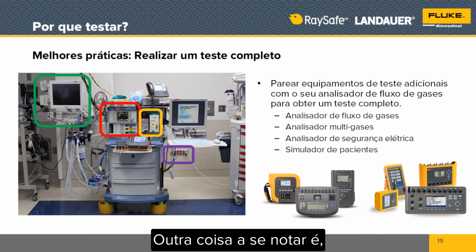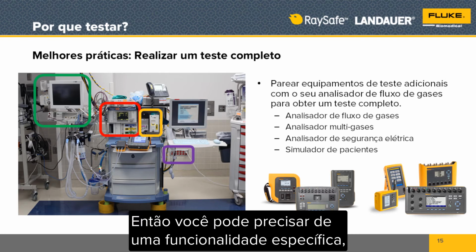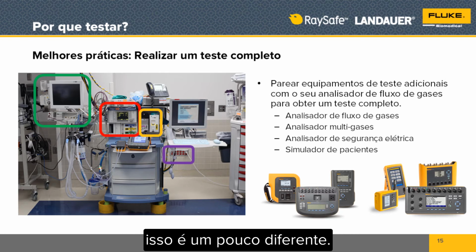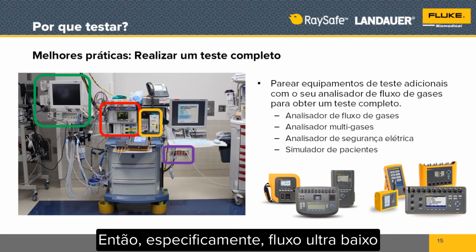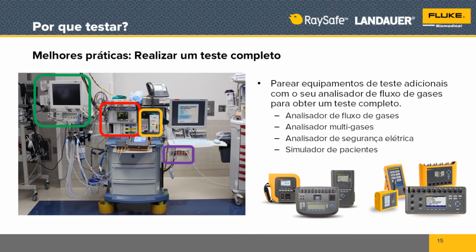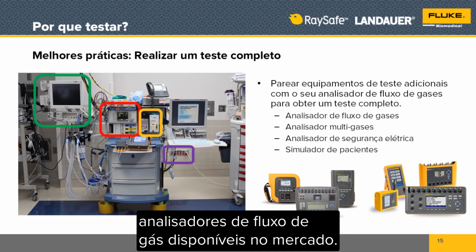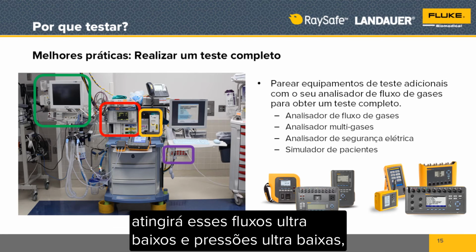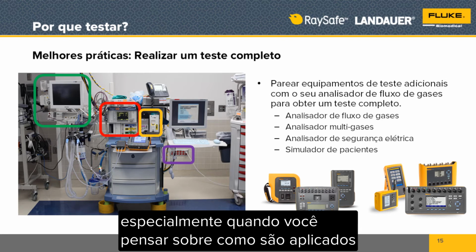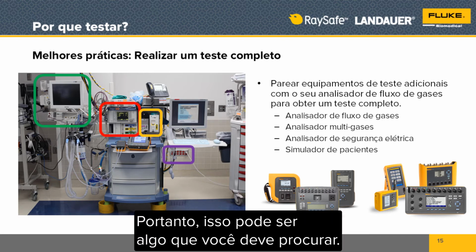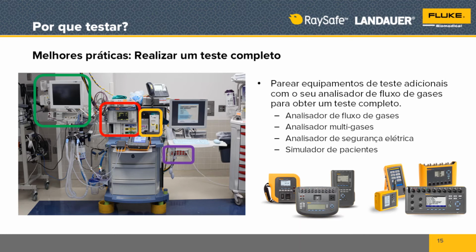Another thing to note is, in terms of ventilators, those on and the flows we deal with on an anesthesia delivery system are a bit different than your run-of-the-mill ventilator. So you might need a specific functionality that's a bit different. Specifically ultra-low flow and ultra-low pressure. It may be out of range of many ventilator or gas flow analyzers out there on the market. So you want to make sure that something reaches those ultra-low flows and ultra-low pressures, especially when you think about how they're applied in this system. So that might be something that you should look out for.